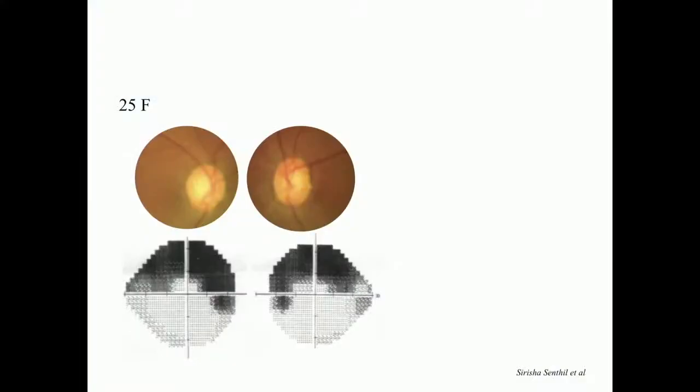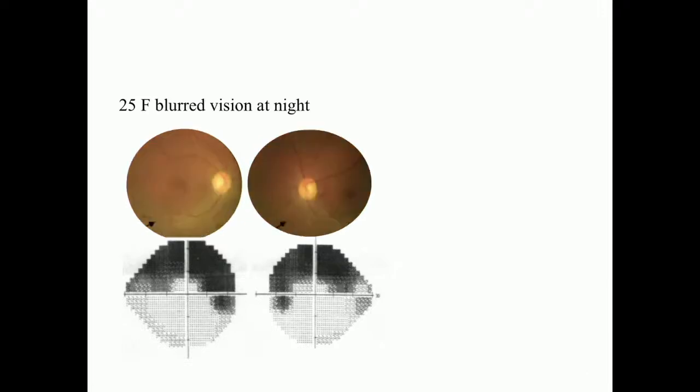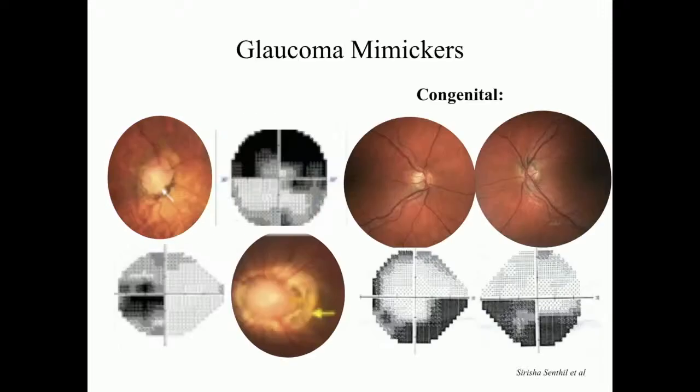We're almost done. This is a 25-year-old lady who comes in, and you can see that there is a little bit more cupping on the right than the left. She has superior arcuate defects. This is borrowed from a paper of glaucoma mimickers. And if you look closely at the arterioles, you'll see that they are attenuated. And in fact, she had sectoral retinitis pigmentosa, which is really the reason she had these superior arcuate defects. So this is not glaucoma. It's a retinal cause for glaucoma-like findings.